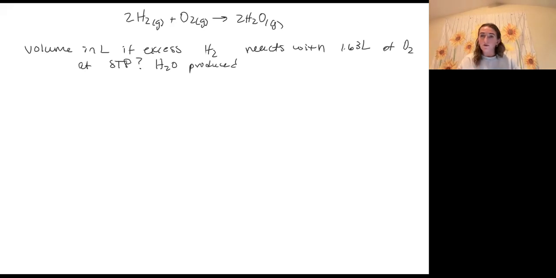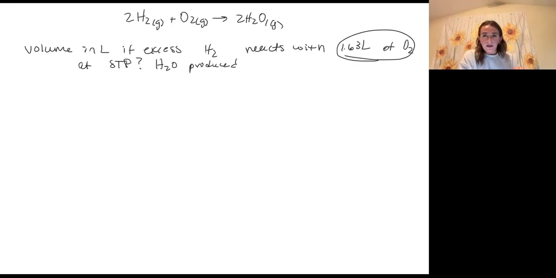So this ties into the flow chart that she mentioned in class yesterday, and what we can use to get from the reactants to the products using mole ratios. When we say we have excess H2, this is eliminating that limiting reagent question. We don't have to decide which one produces less product. We know that our limiting reagent is our O2 of 1.63 liters, okay?